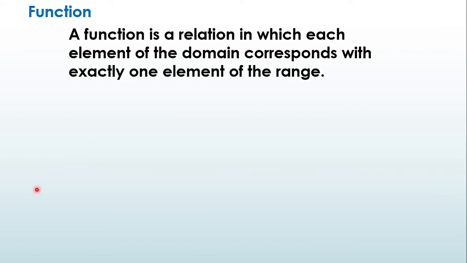So what is a function? A function is a relation in which each element of the domain corresponds with exactly one element of the range. We can call a relation a function when the domain corresponds with only one range. What the domain chooses is only one range, so the domain cannot choose two ranges. When the domain, or x values, chooses more than one, it is not a function anymore.